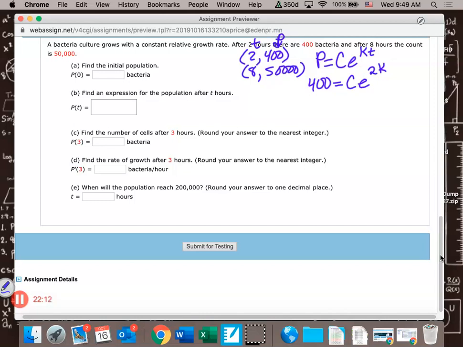Now I'm going to plug in the second ordered pair. 50,000, whoops, 1 more 0. 50,000 equals ce to the 8k. All right. We all together? Okay. We have a system of equations. 2 equations, 2 unknowns, c and k.